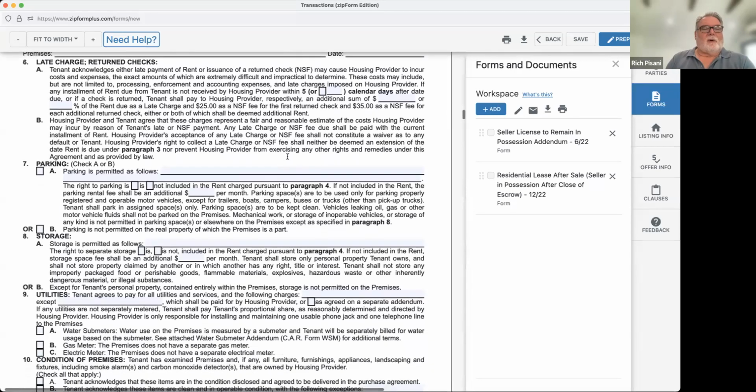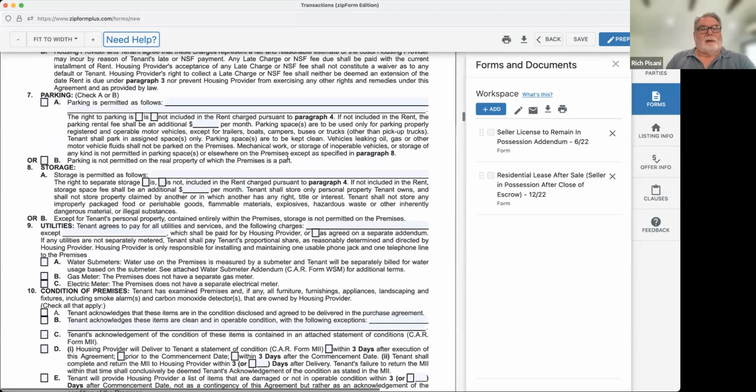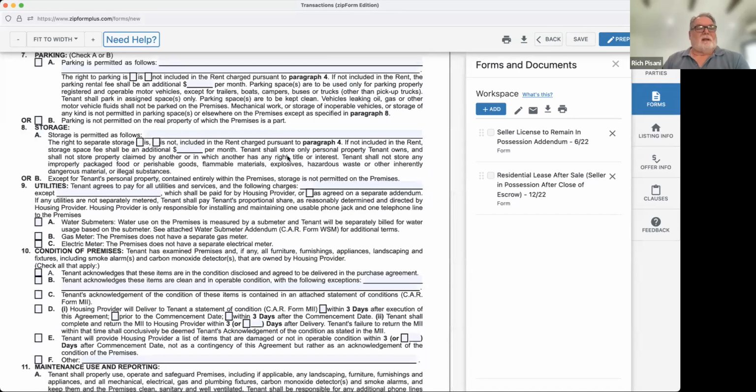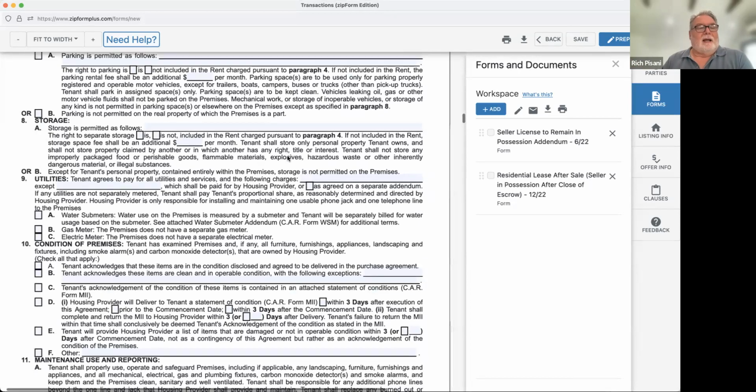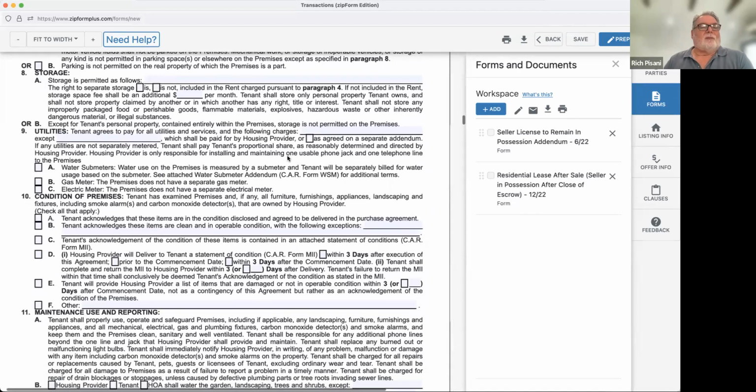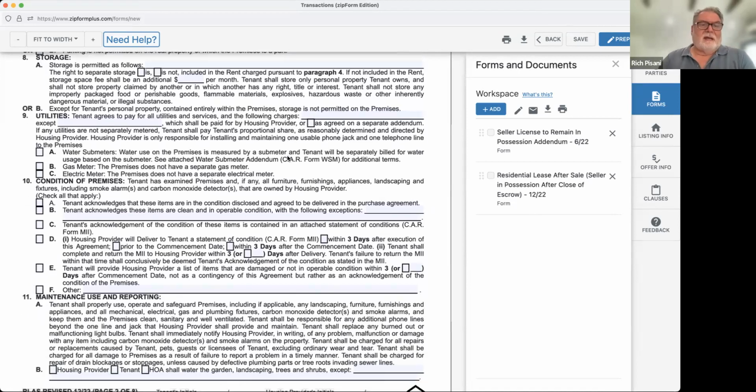So, parking. We talk about parking. Where's parking permitted? Storage. Where's storage? Utility. Just like in the seller in possession, what utilities they're responsible for. And it talks about water sub-meters and electric meters and all of that. Condition of premises: the tenant acknowledges that it's their house and they're just renting it beyond the 30 days or more.